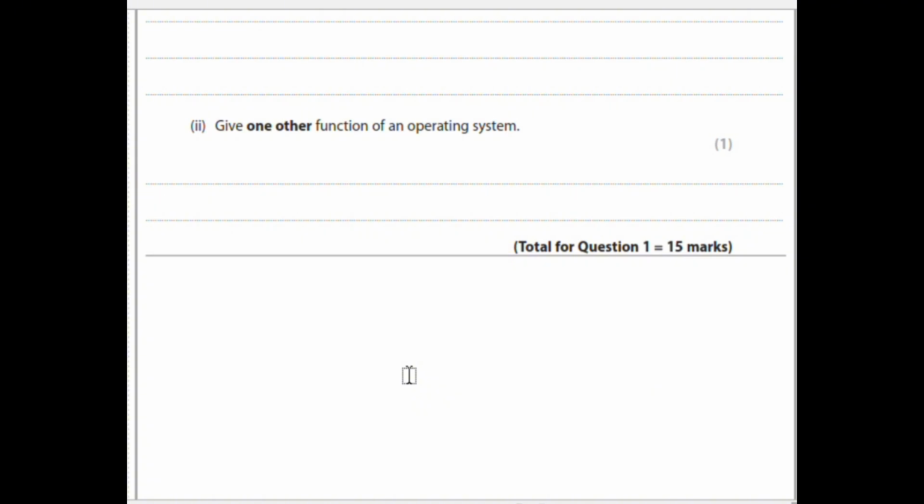Okay, another function. Give one other function of the OS. So hii ilikuwa function moja and you are supposed to explain how it works. This one is managing the processes. Now give another function of the OS. There are so many functions of the OS, so you need to know them.